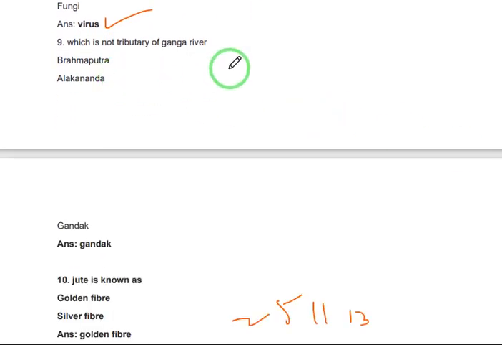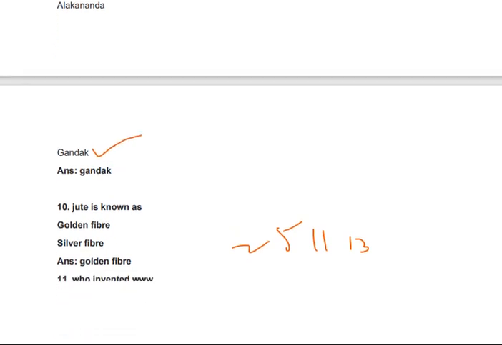And which is not a tributary of Ganga river? You know that Brahmaputra is a tributary of Ganga river, so this is not the correct answer. Alaknanda given, Gandak given. The correct answer is Gandak. Gandak is not a tributary of Ganga river.